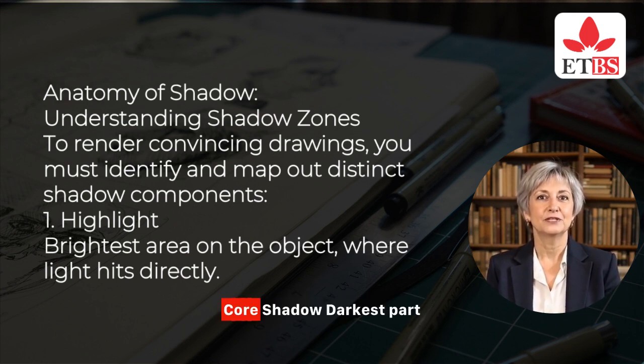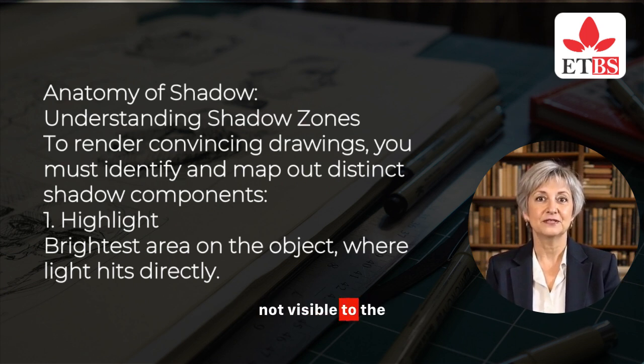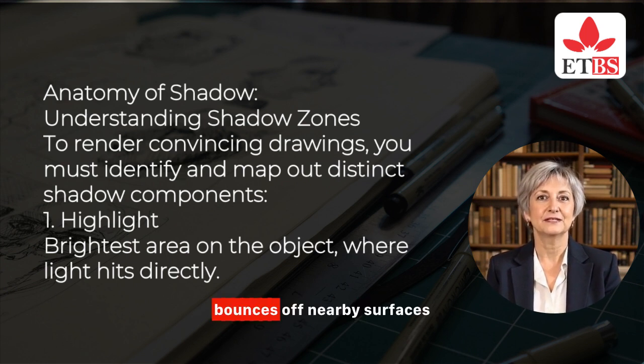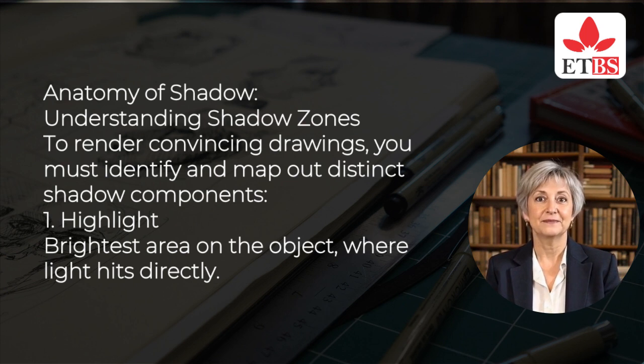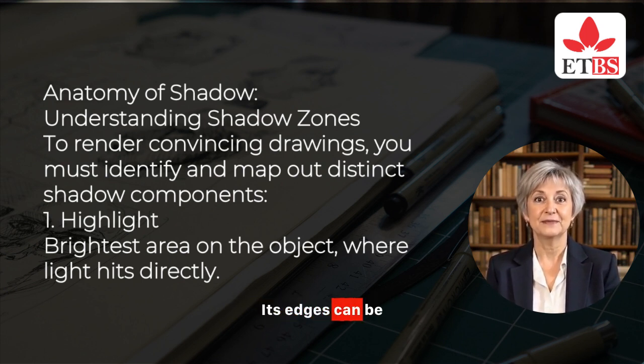3. Core shadow: the darkest part of the form shadow, not visible to the light source. 4. Reflected light: light that bounces off nearby surfaces and slightly illuminates shadowed areas. 5. Cast shadow: the shadow thrown by the object onto the surface it rests on. Its edges can be soft or sharp depending on the light.